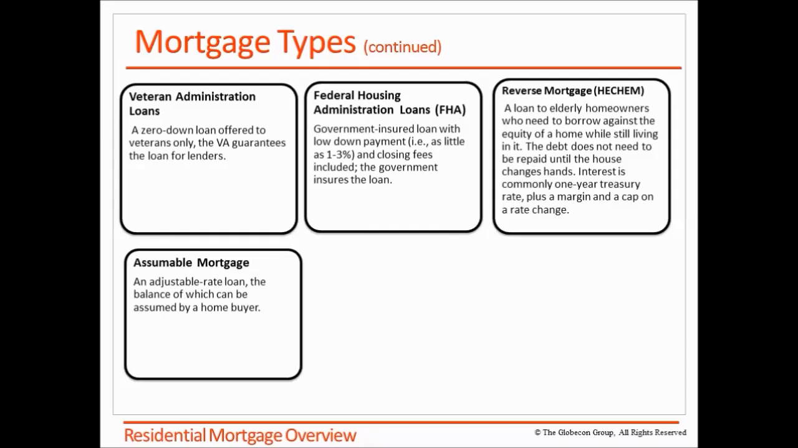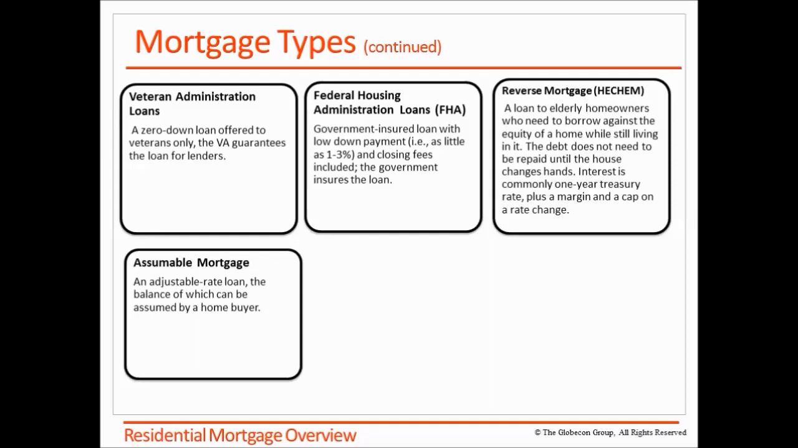The next is the reverse mortgage. This is a loan that's primarily sold to elderly homeowners who need to borrow against the equity of a home while still living in it. The debt does not need to be repaid until the house changes hands, and interest is commonly the 1-year treasury rate plus a margin and a cap on a rate change. So this is a loan for our elderly people that want to pull value out of their home to help in their retirement.